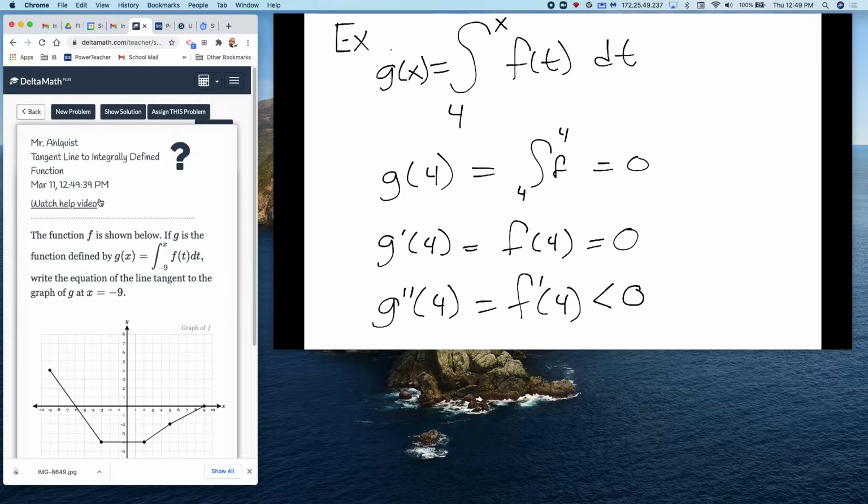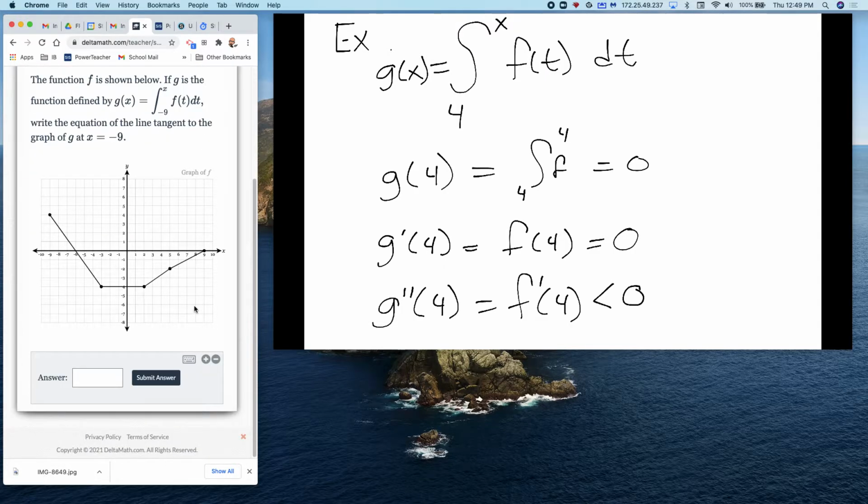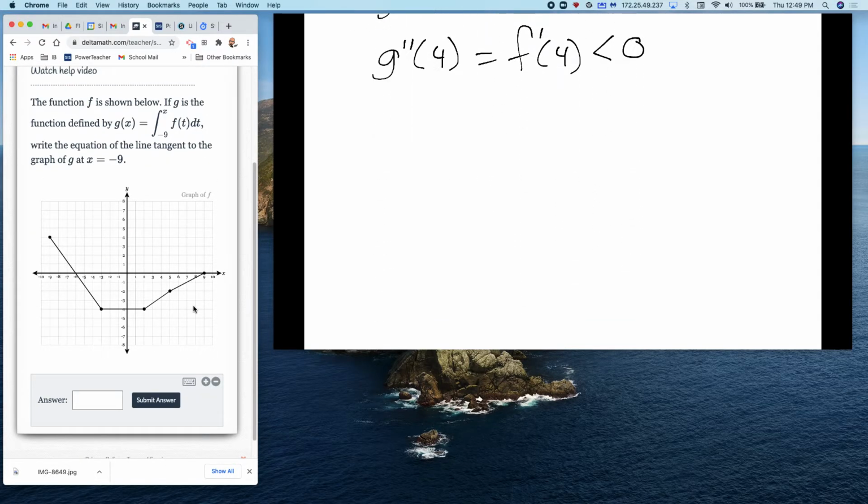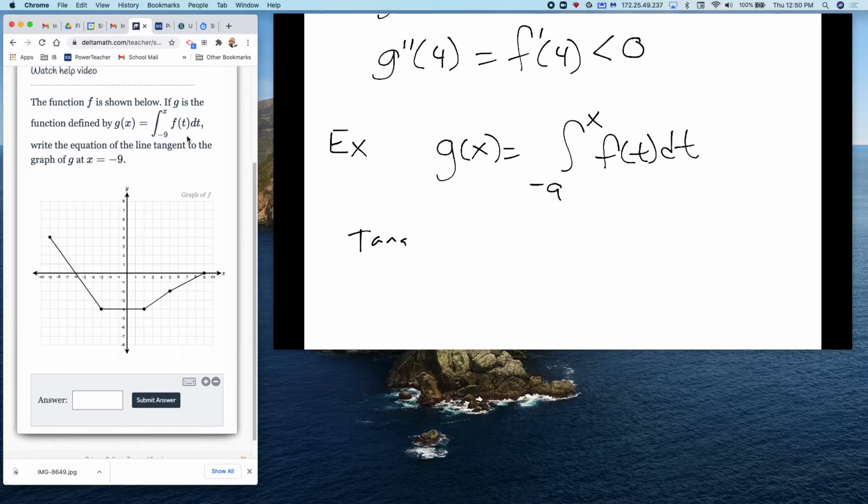So let me go to a tangent defined function. So let's look at this one. Let's write the equation of a tangent line. We know g of x is equal to the integral from negative 9 to x of f of t dt. Generally, if x is in the integral, t is going to be the variable down here, because we really don't want to confuse which variable we're talking about. It's saying figure out the tangent line when x equals negative 9.